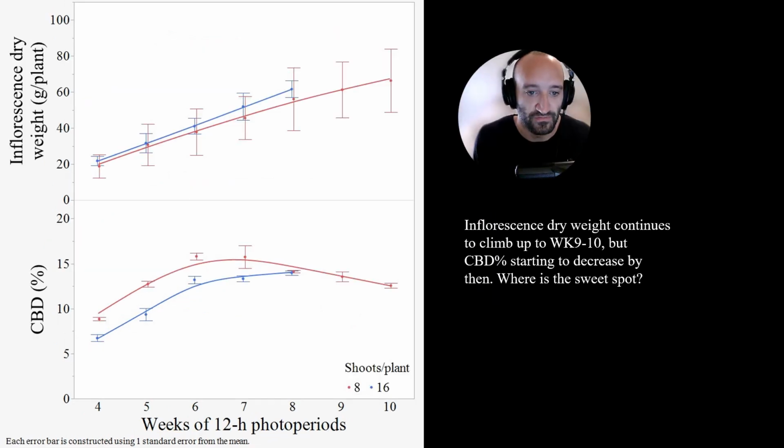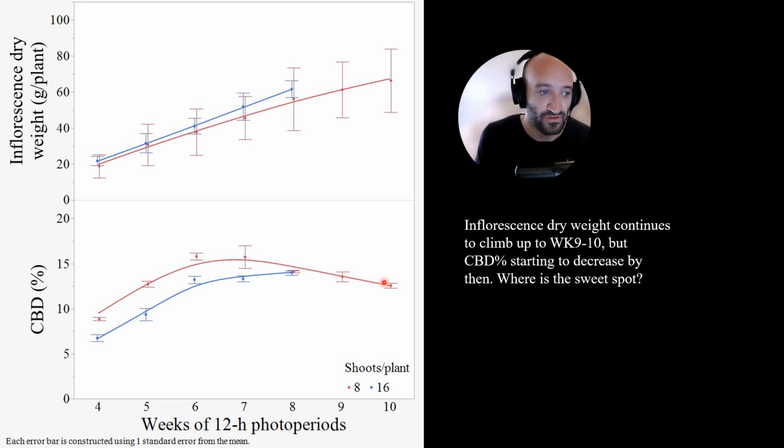I wanted to put these figures side by side here, our inflorescence dry weight up on this top figure and CBD percent on this bottom figure. I thought it was pretty interesting seeing how the changes that happen each week are different from each other. They are similar from weeks 4 to 6, they're both increasing, right? Inflorescence dry weight and CBD percent are increasing in this region. But starting at week 7, this starts flattening off. This isn't going up any higher, and is actually starting to come down as time goes on up till about week 10.